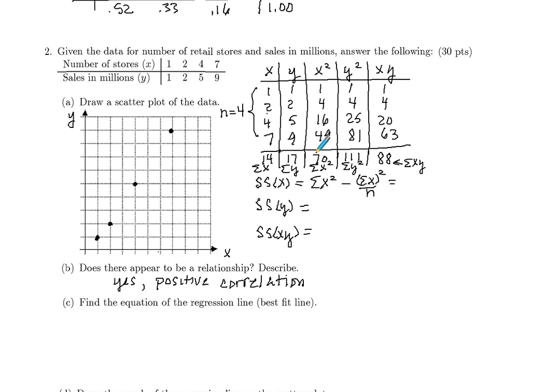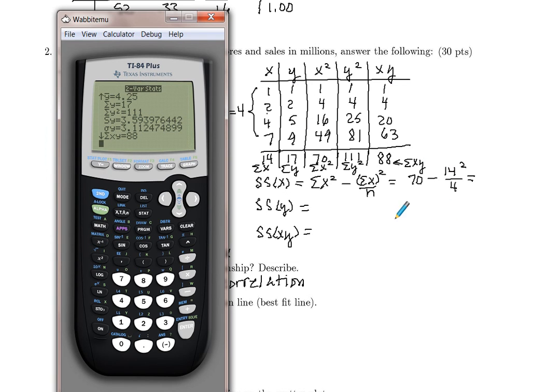So the sum of the x squared, that's 70, minus sum of x's gets squared, divide by n. So the sum of x's is 14, so 14 squared, and divide by n, which is 4. So let's go ahead and key that in. Alright, so 70 minus, I'm going to use some parentheses, 14 and the x squared button, divide by 4, close up our parentheses, so 21.